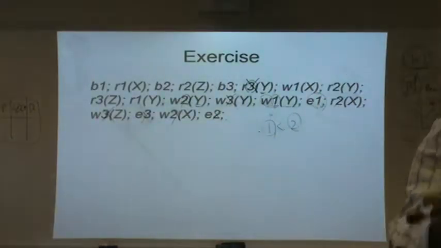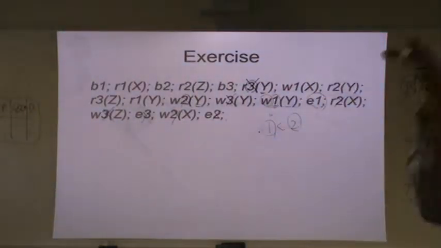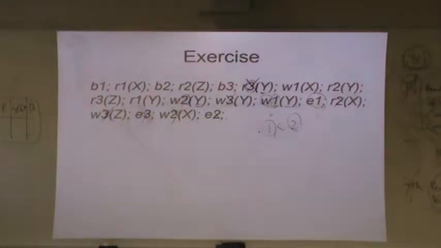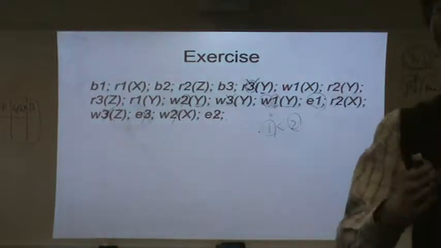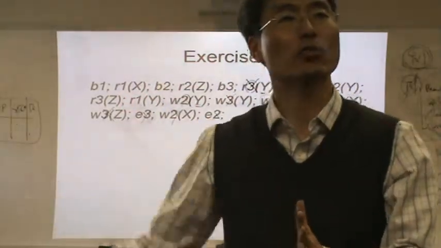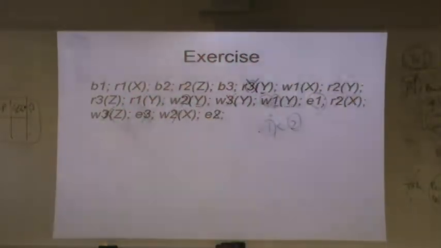But if you are using wound-wait, it's the opposite. The older transaction will be aborted. Then the younger will wait for the next one. Okay, so that is two-phase locking.